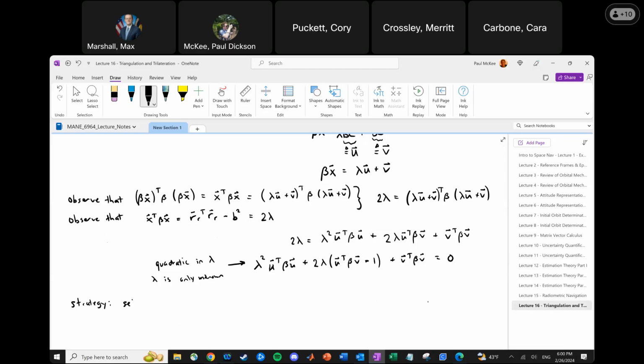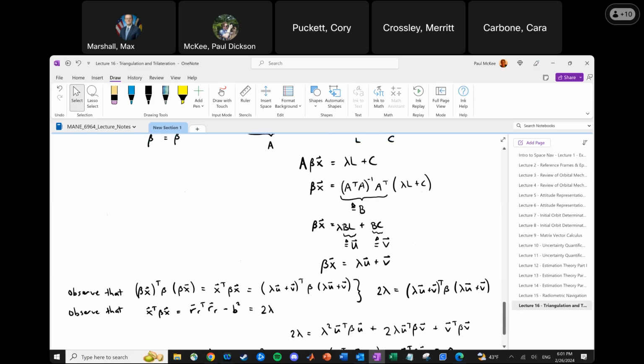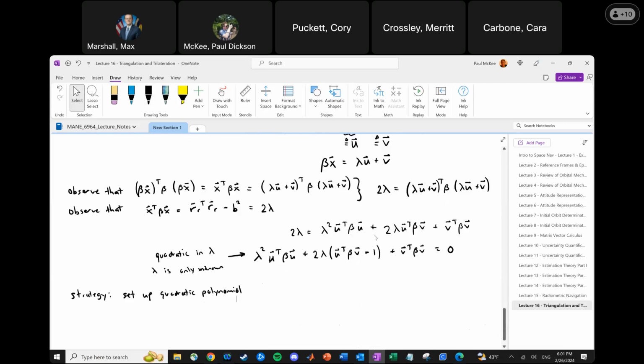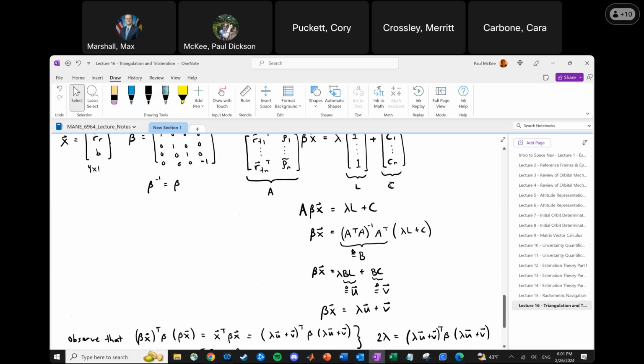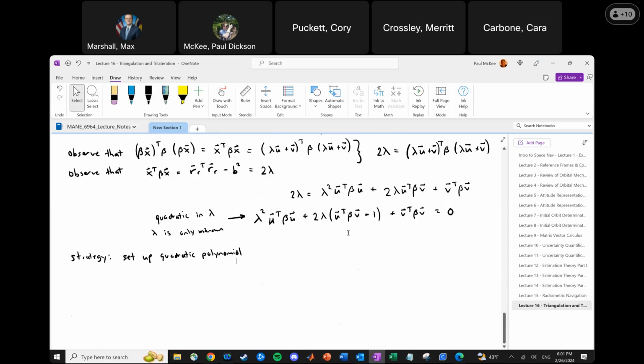Now set up the quadratic polynomial, which might seem impossible, but it's just made out of u and beta and v. And u and beta and v are all built out of things that we know. So it would be a lot to try to do this by hand, but you can do this in the calculator or in MATLAB pretty quickly.